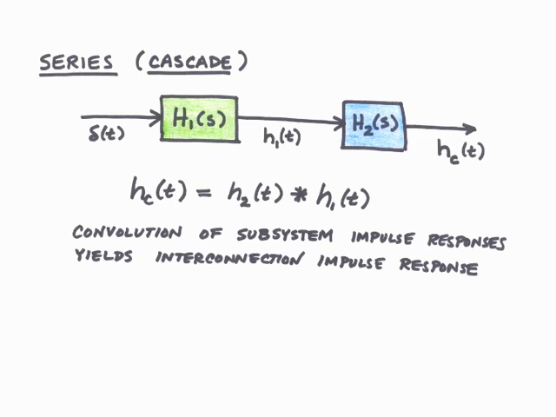Now you know for convolution that the order of operation makes no difference. So we could also write HC of T is equal to H1 of T convolved with H2 of T. The convolution of subsystem impulse responses yields the interconnection impulse response.